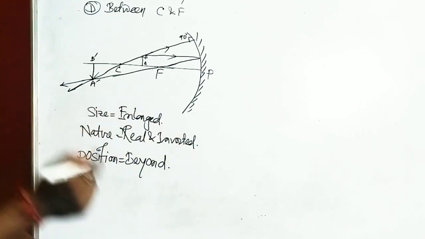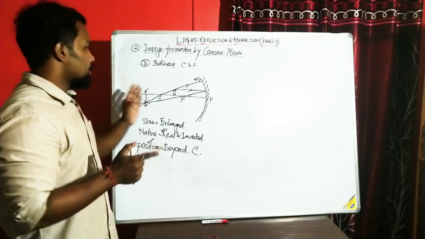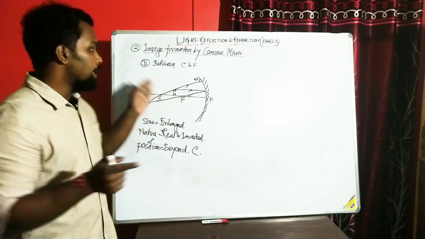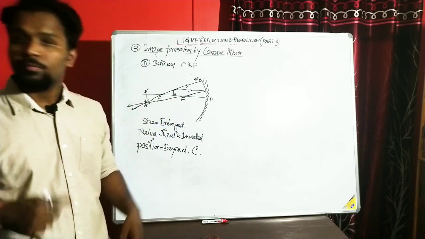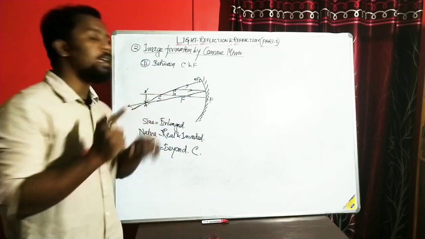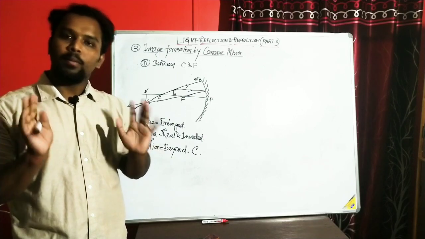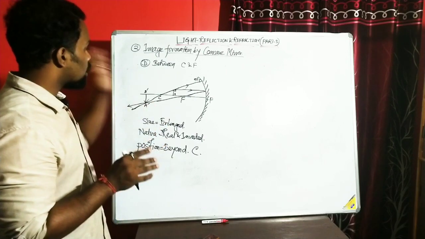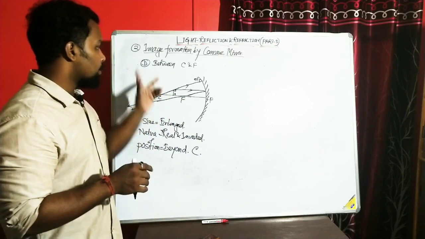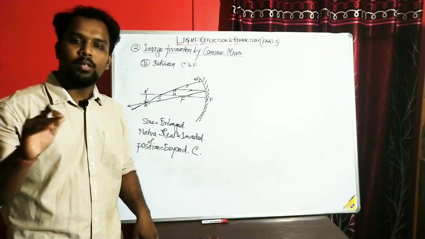Now one interesting thing is that when we put the object beyond C, the image forms between C and F. Okay, now this is the reverse thing. When we put the object between C and F, the image is forming beyond C. This is quite easy to remember. When the object is beyond C, the image will form between C and F. When we put the object between C and F, the image will form beyond C. Quite simple to remember.